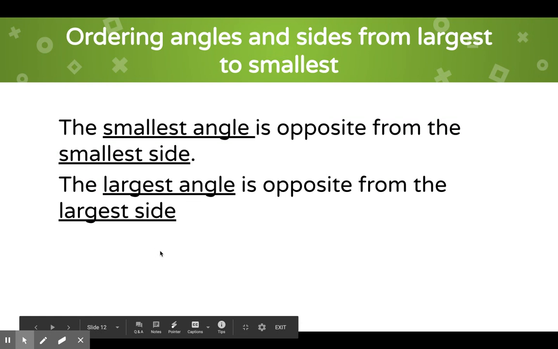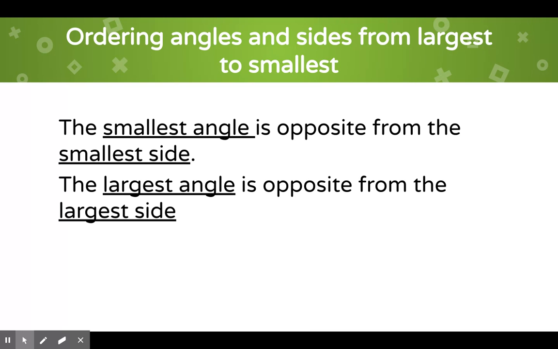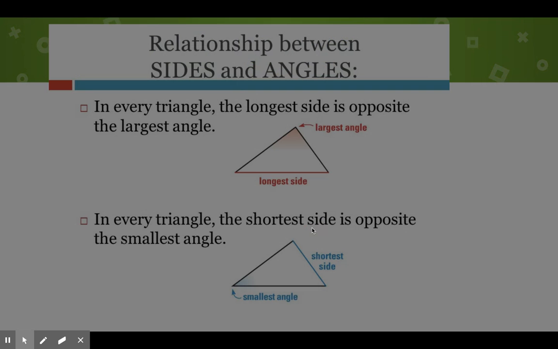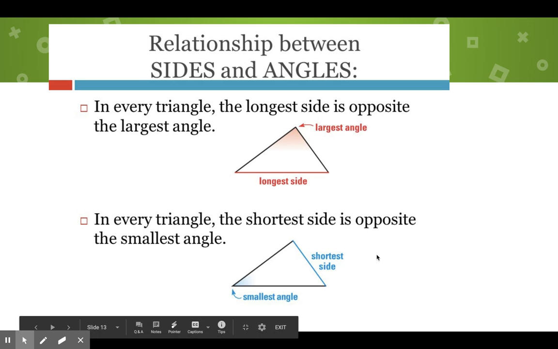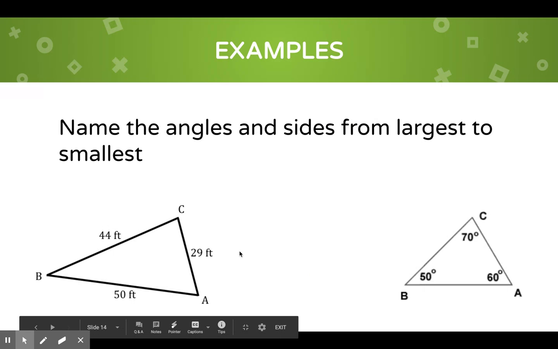Okay, ordering angles and sides from largest to smallest. The smallest angle is opposite from the smallest side, and the largest angle will always be opposite from the largest side. So remember, opposite means away. Always draw an arrow away from what you're talking about. And obviously, the converse is true, right? The longest side is opposite from the largest angle, and the shortest side is opposite from the smallest angle. But if you're given the angle, you can also figure out what the side length is as well.